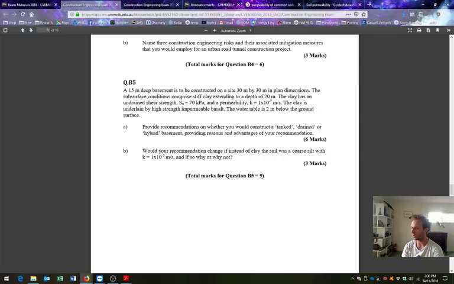Yep, your answers are fine, but to get full marks for both of them you would have to state that you're assuming the basement wall's not keyed into the basalt.